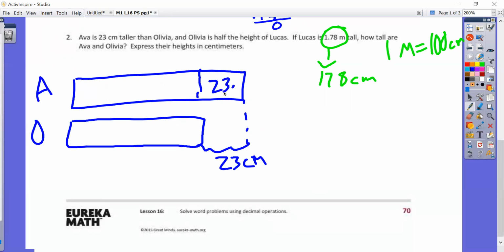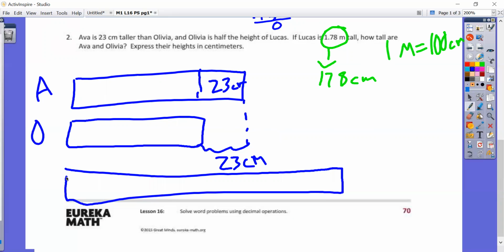This is 23 centimeters. But Lucas and Olivia is half the height of Lucas. So Lucas is double of what Olivia is. So we know that if Lucas is 1.78 meters tall, we know this whole thing is 1.78 meters, or 178 centimeters. And we know Olivia is half of this, right?